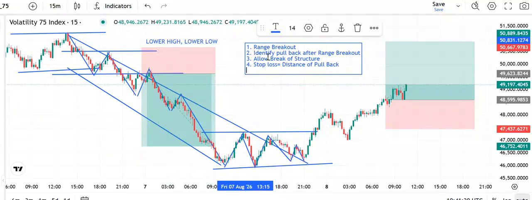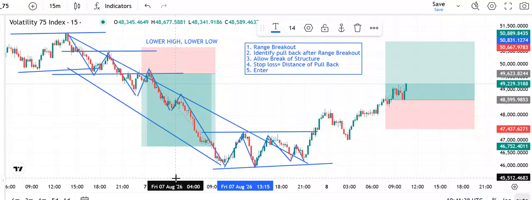Enter now. Allow break of structure. Stop loss distance of pullback. Enter after break of structure, or enter after second pullback.